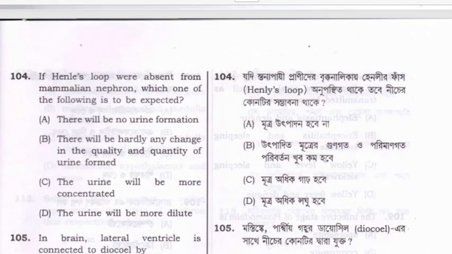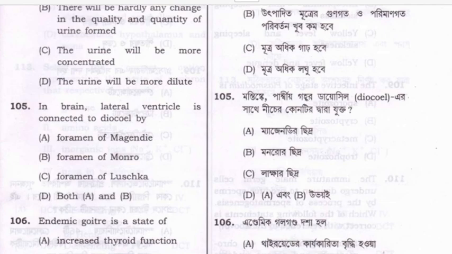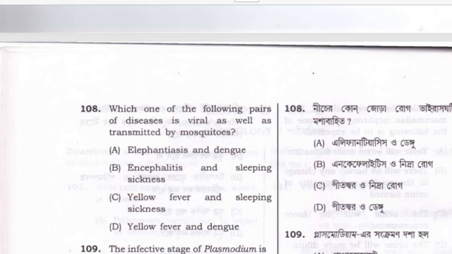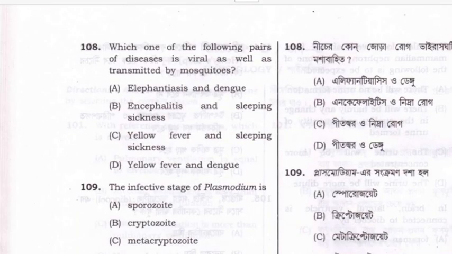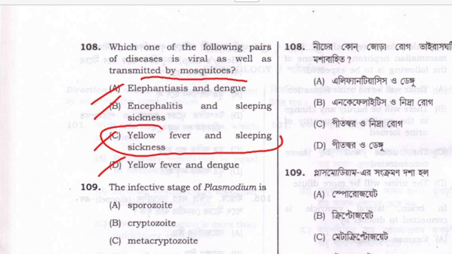Next is, if the Henle's loop were absent. We have already solved that question. So question number 8: which of the following pairs of diseases is viral as well as transmitted by mosquito? Elephantiasis and dengue, encephalitis and sleeping sickness, yellow fever and sleeping sickness, or yellow fever and dengue. So yellow fever and dengue can be transmitted by mosquito.